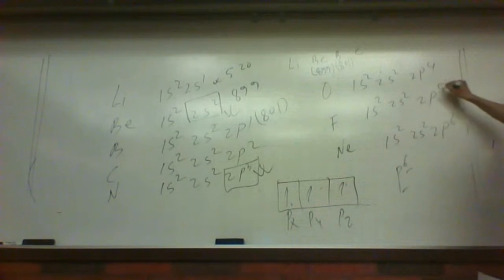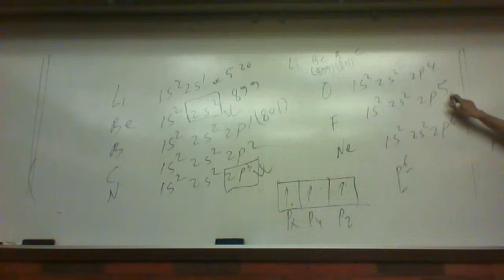maybe this is 5 here. Now this 4 is not half filled or fully filled. This 5 is also not half filled, not fully filled, right? Either it should be 3 or 6, right? If it is a p orbital.